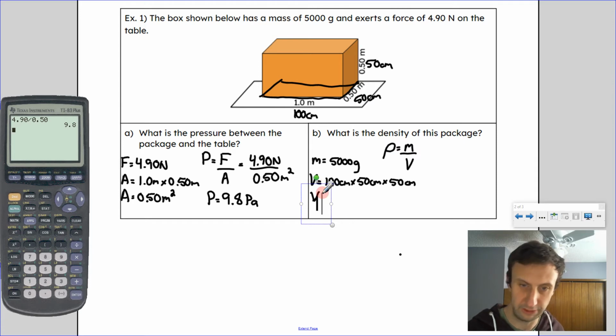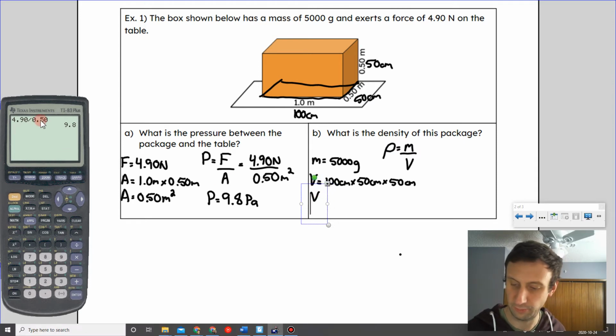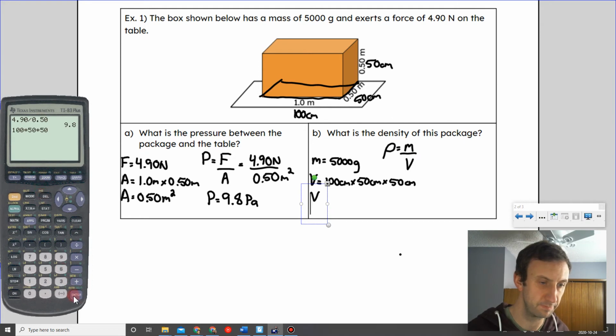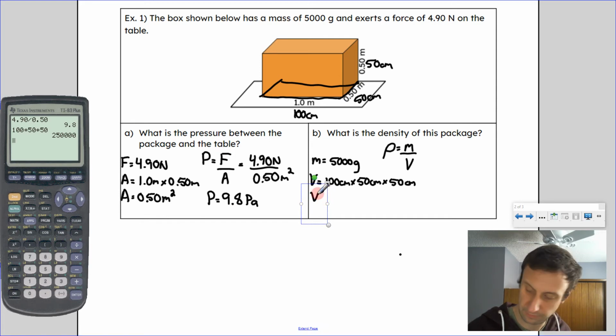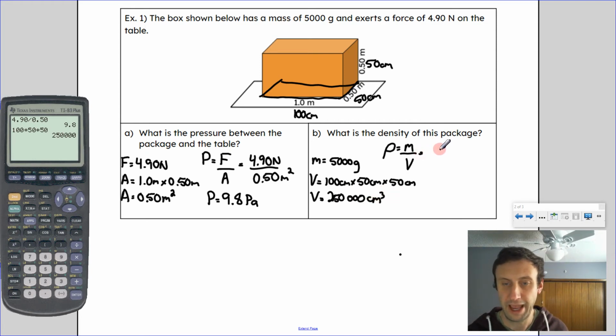100 times 50 times 50 gives me 250,000 centimeters cubed. So I have then 5,000 grams divided by 250,000 centimeters cubed.